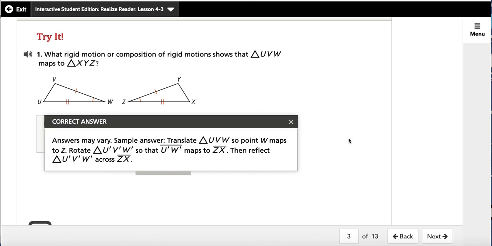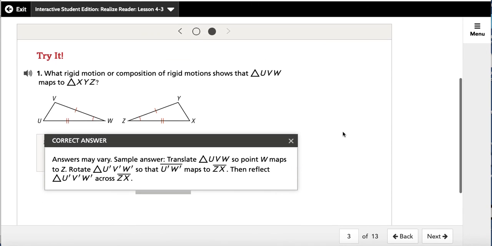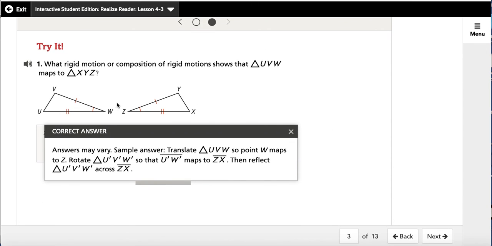segment XZ. Hopefully the homework problem isn't as bad as that. Hopefully you can just apply the SAS postulate or theorem or whatever it's called.